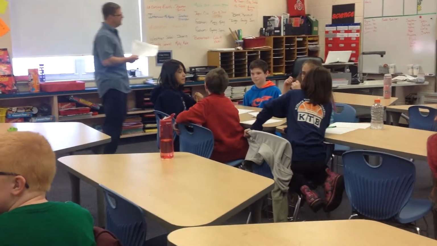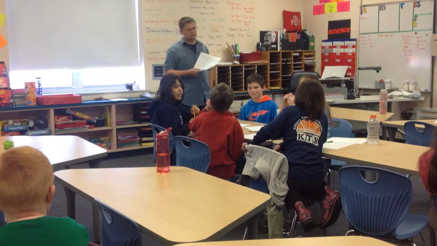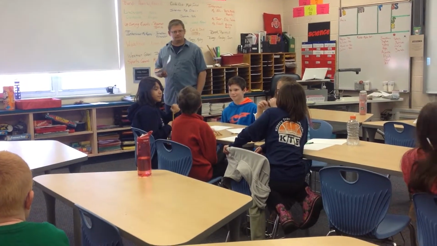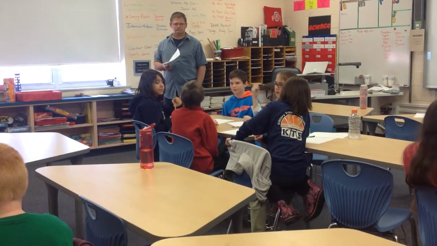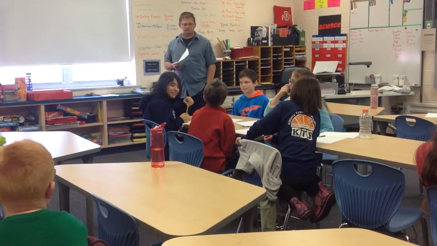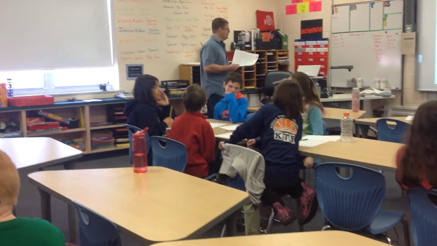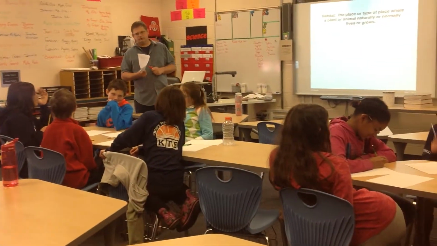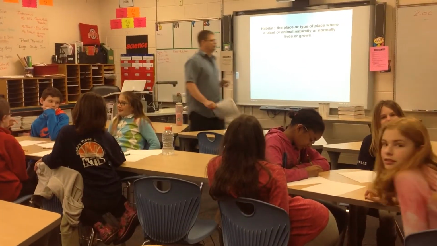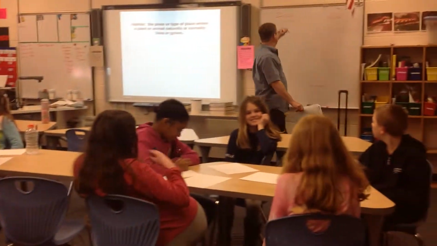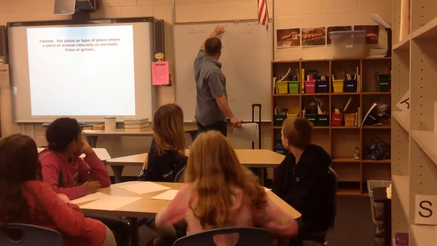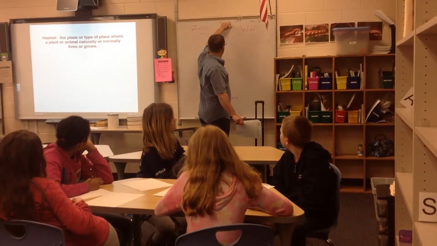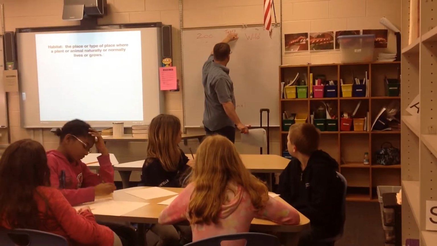Group number 3, what do you guys have about the zoo? What did you notice, what did you talk about? Well, we talked about how the zoo is a place where people go to see tigers, lions, hippos. Okay. Animals that you don't normally see, right? So far I've heard tigers, I've heard lions, I've heard hippos, I've heard monkeys.